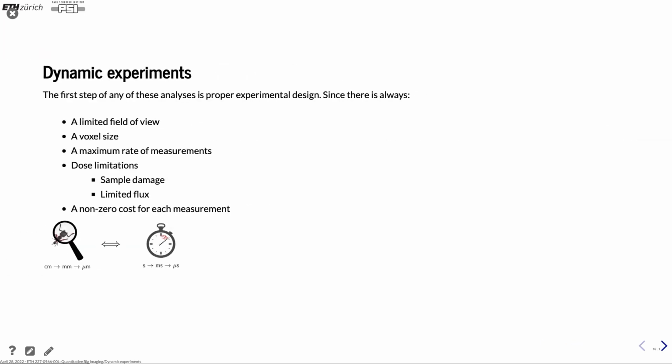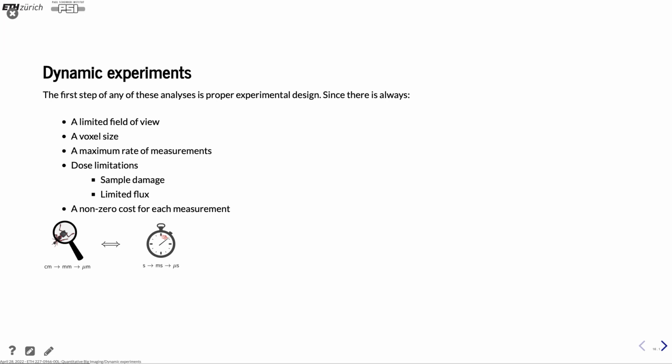Let's see, there it is. So for doing dynamic experiments, you need extra planning. And often you have a lot of constraints, like limited field of view. You maybe can't see the whole thing that is happening in your experiment. Voxel size, so it's about what you can actually resolve. And that's also, of course, related to the resolution functions of the system.